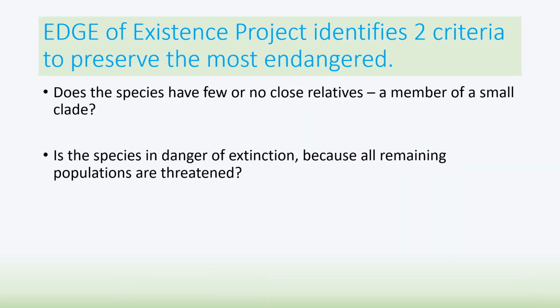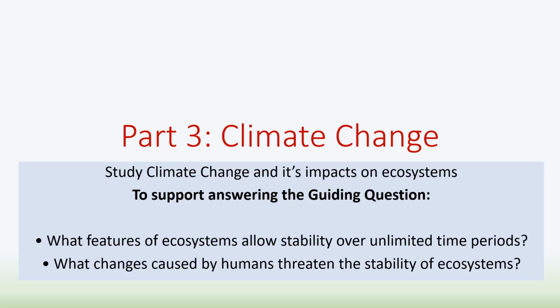And the one thing you've been asked to look at is the EDGE of Existence project and look at the 2 main criteria that it has. So the 2 criteria are: does the species have few or no close relatives, which would make it a priority because it has a small number of clades? And is the species in danger of extinction because all remaining populations are threatened? They use this to identify which species to conserve as a result.